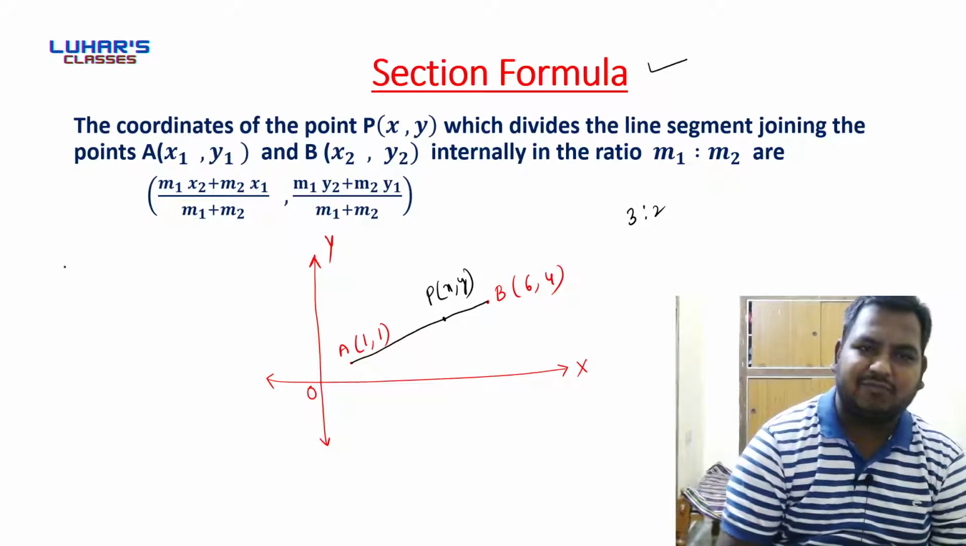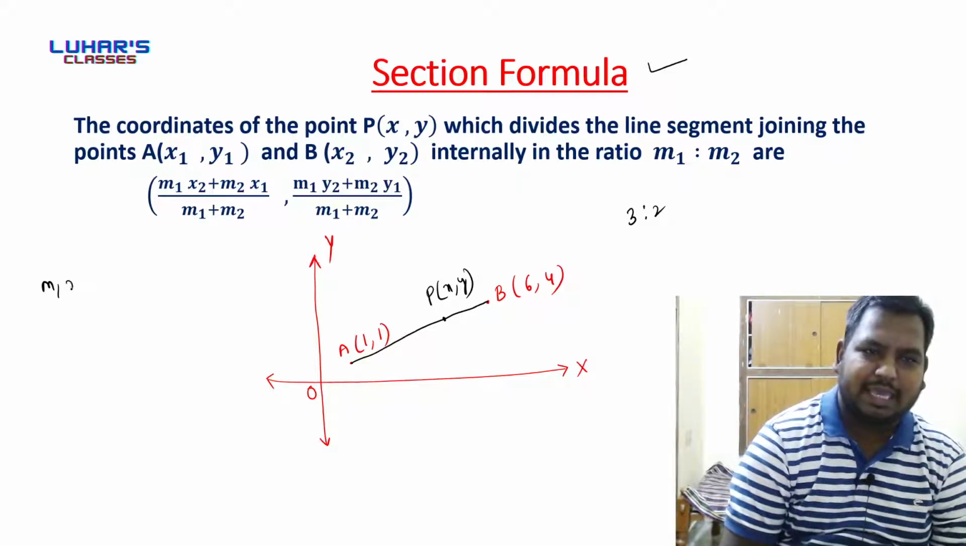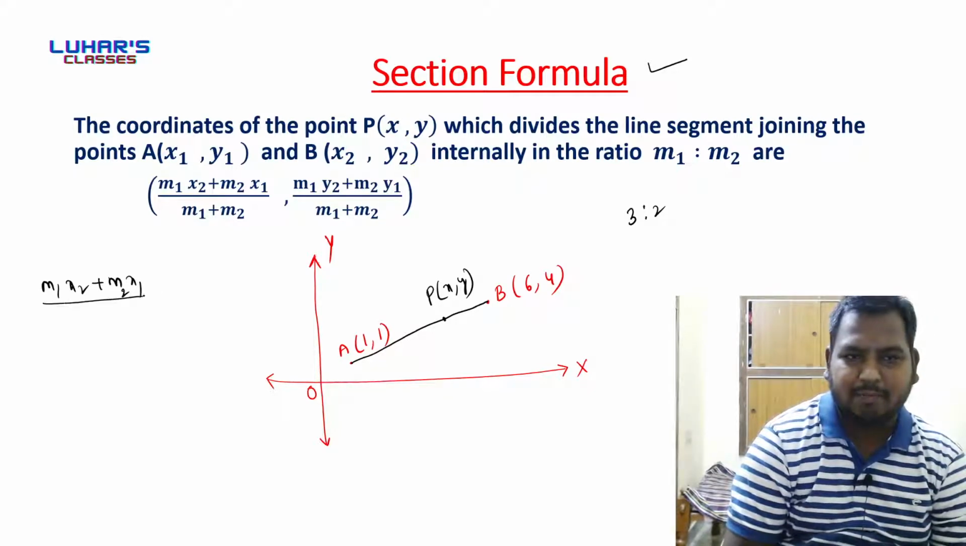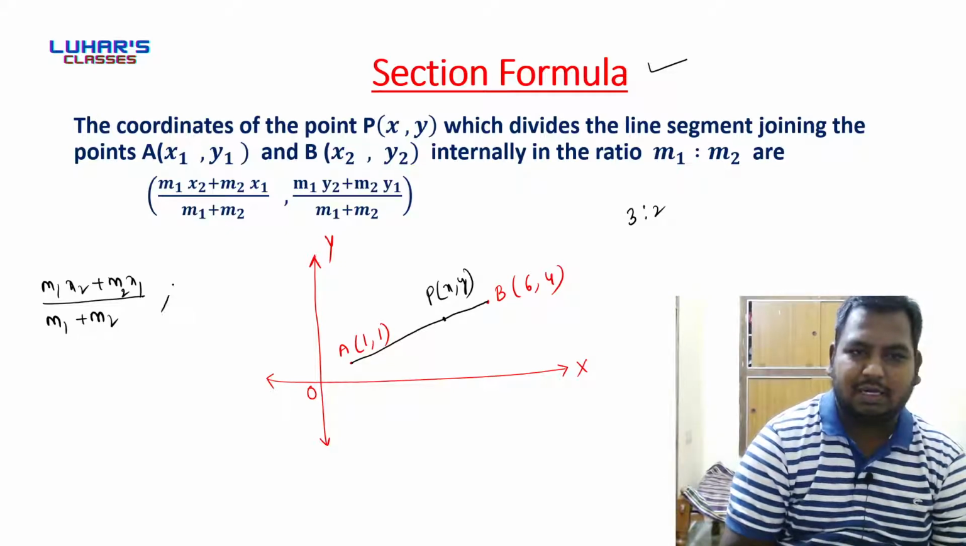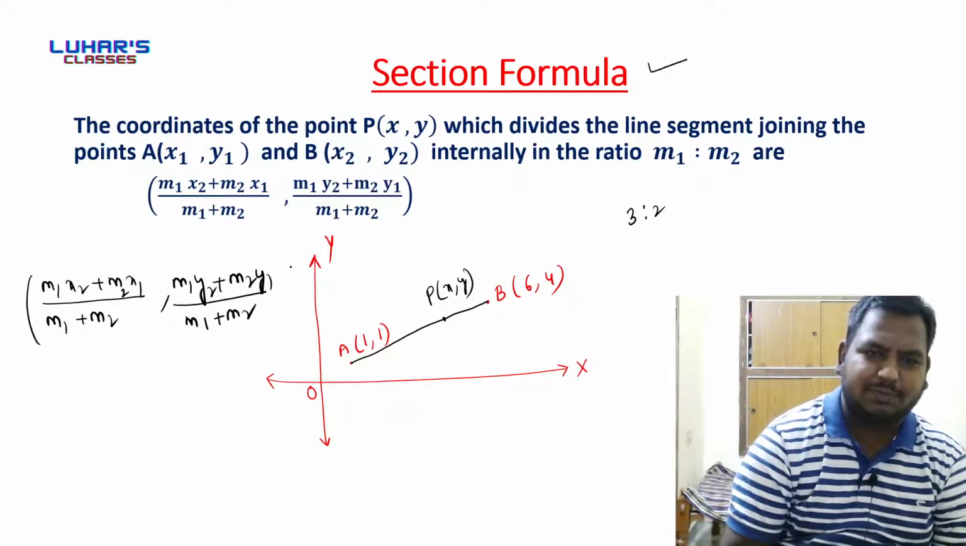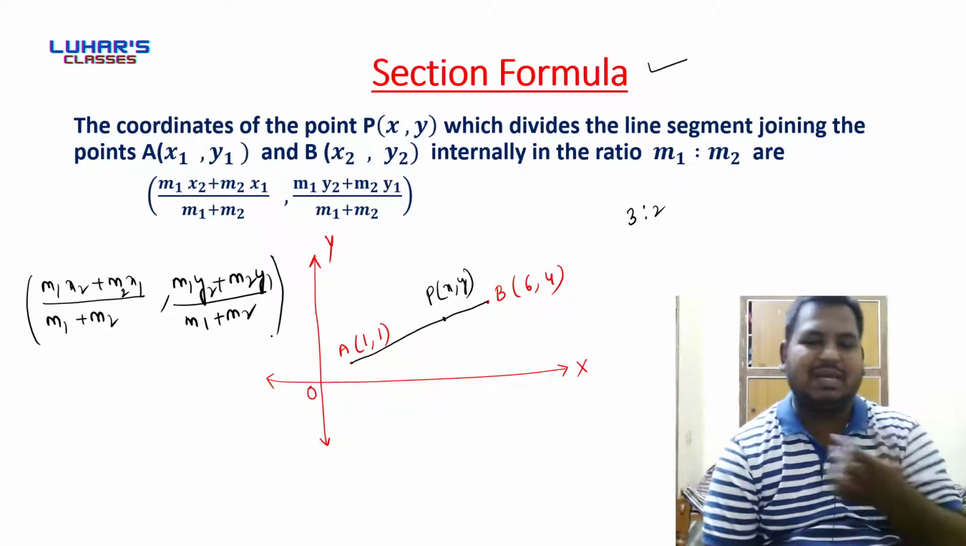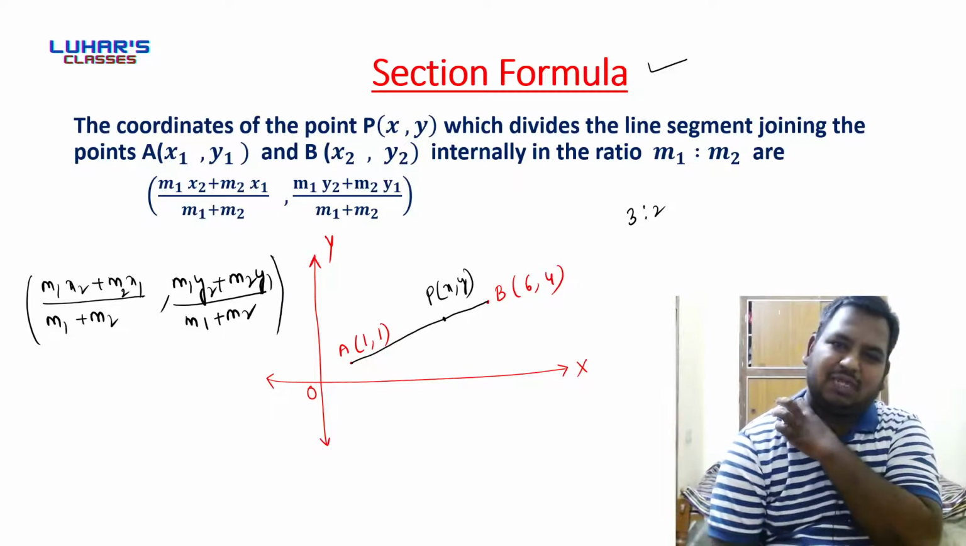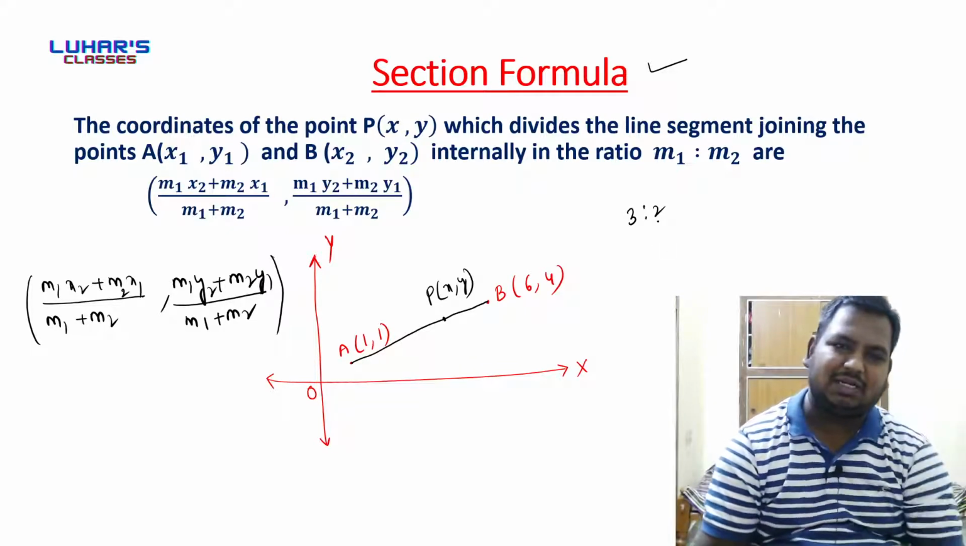The formula is m1 x2 plus m2 x1 by m1 plus m2, and m1 y2 plus m2 y1 by m1 plus m2. This is the formula. You may ask me, sir, what are m1 and m2? m1 and m2 are nothing but the ratio.